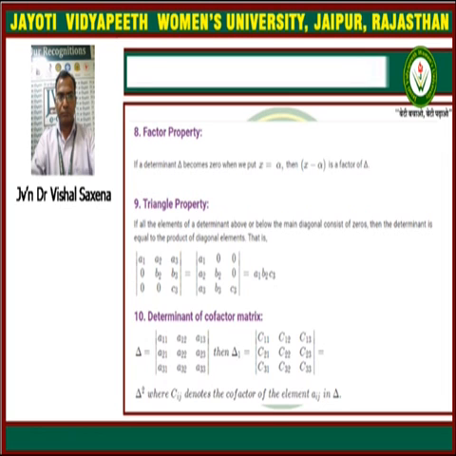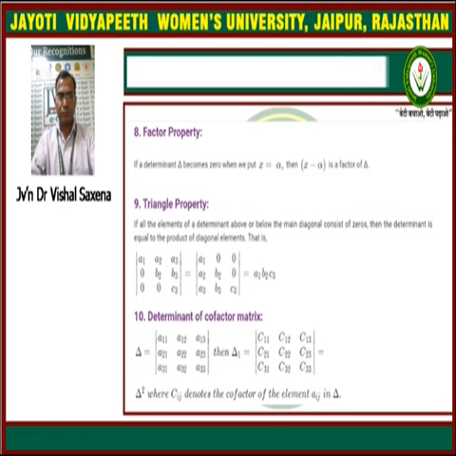That is, in this determinant we can see one upper triangular determinant is given and one lower triangular determinant is given, and the value of these two determinants is equal to A1, B2 and C3. That means it is the product of the main diagonal values here.